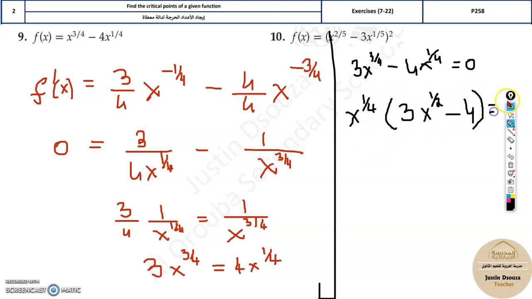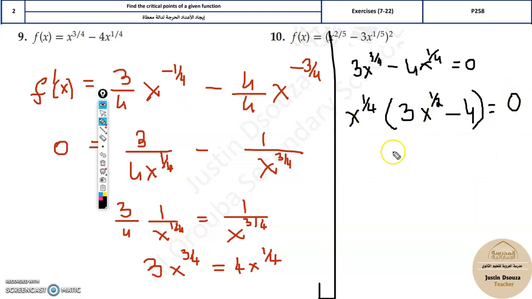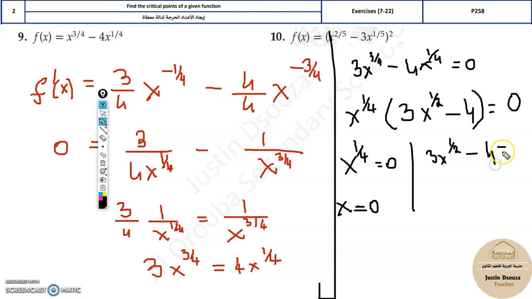Now this is all equal to 0, isn't it? So what does this mean? Either this value is equal to 0 or this value. So we need to equate both. x to the 1/4 equals 0. So x is equal to 0 over here. It's very straightforward because you have to take power 4 on both sides. 0 to the power 4 is 0. This will become x. Now the right side over here, it is 3x to the half minus 4 equals 0. If you want, you can write this as square root because power half is square root.